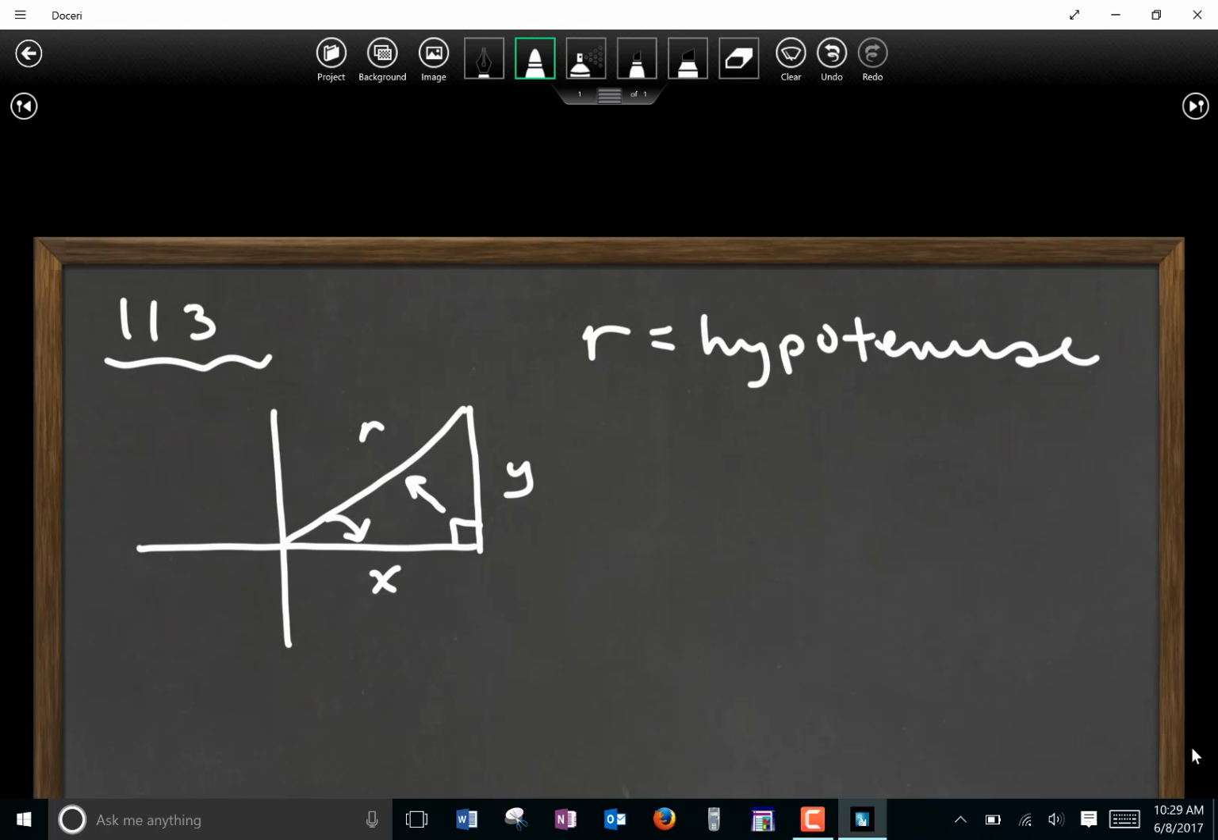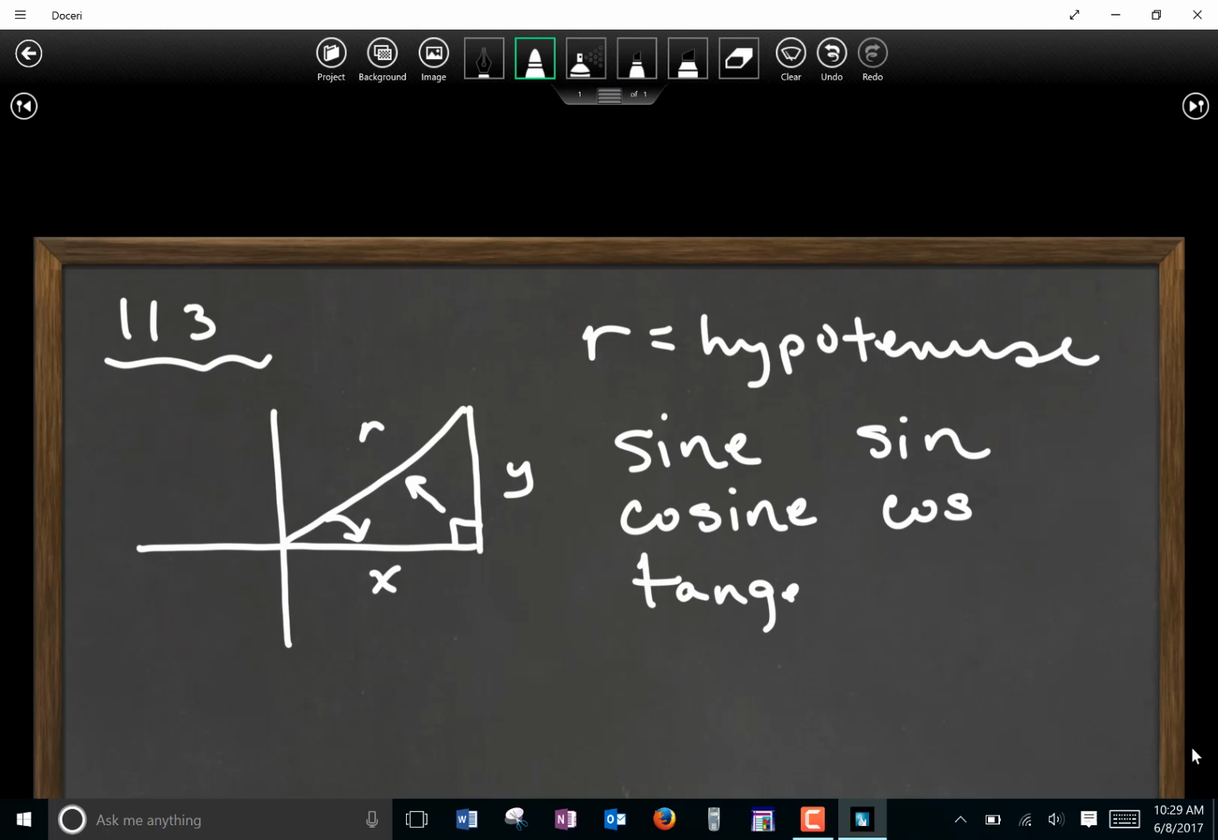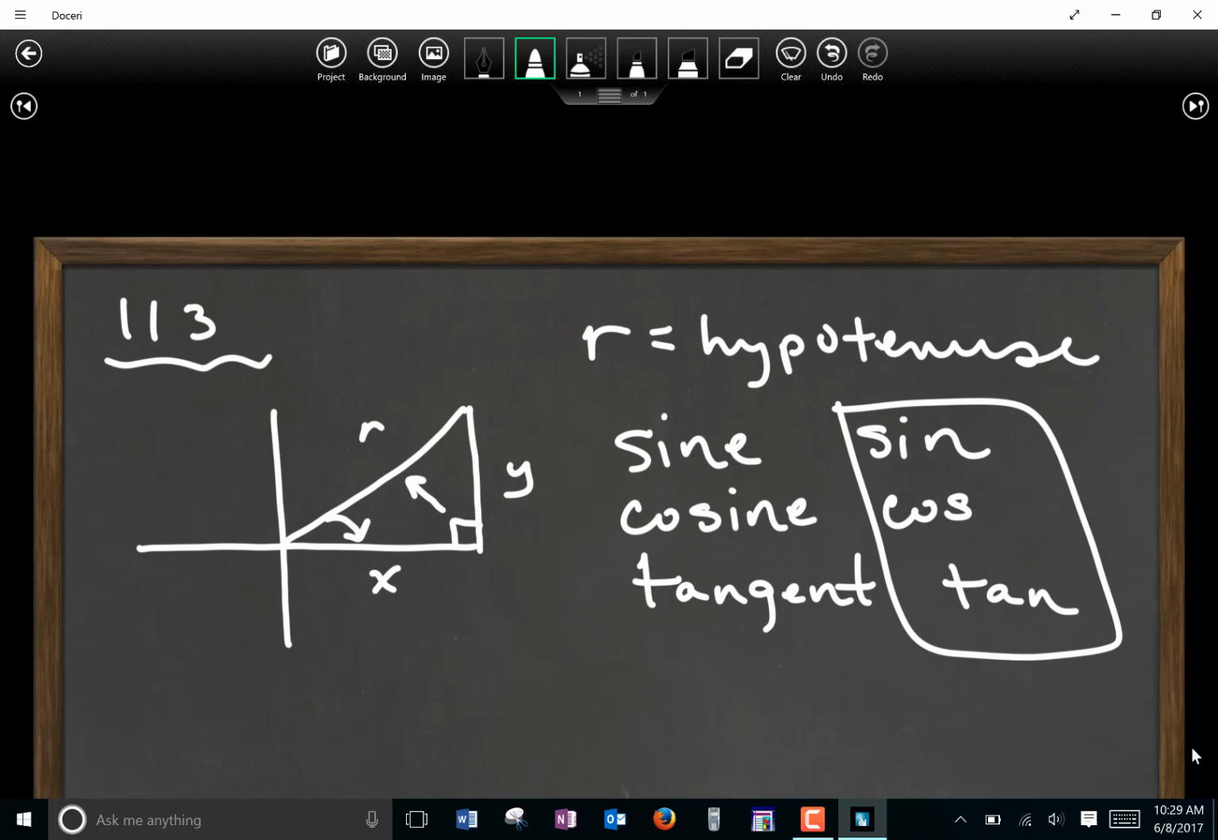The trig functions that you will see in this section are sine, which is abbreviated SIN, cosine, abbreviated COS, and you will also see tangent, abbreviated TAN. Those are the three main trig functions that you're going to see.